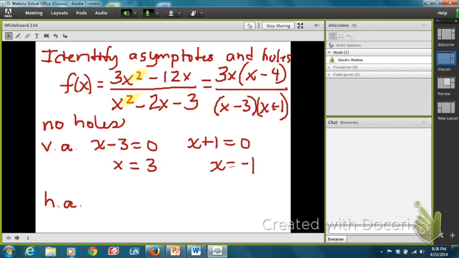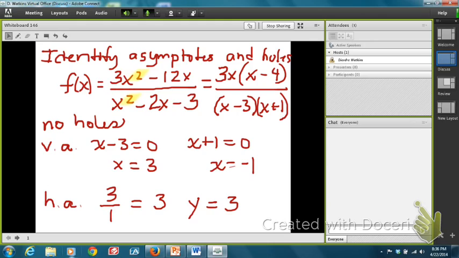Because they are equal, that means that your horizontal asymptote is a ratio of the leading coefficient of the numerator and the leading coefficient of the denominator. So that means that your horizontal asymptote will be 3 divided by 1, which is just 3. And when you write it, it's y equals 3.